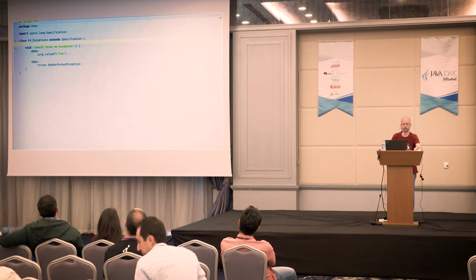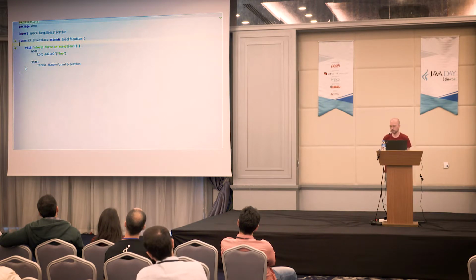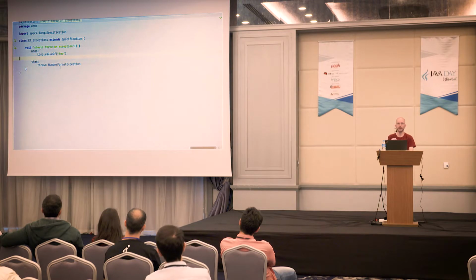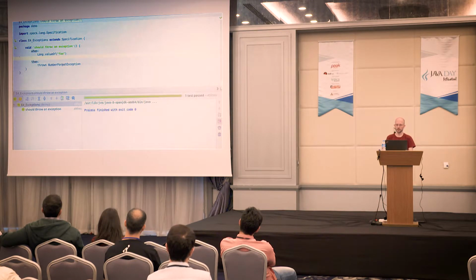So, exceptions. Sometimes you want to test some code that throws an exception. So here what I'm trying to do is convert this foo, this string, to a long, and of course foo is not a valid long. So what I expect is that a number format exception will be thrown. So you can do this, thrown, and the exception you want to test, and it's green, right? But you can do more things.